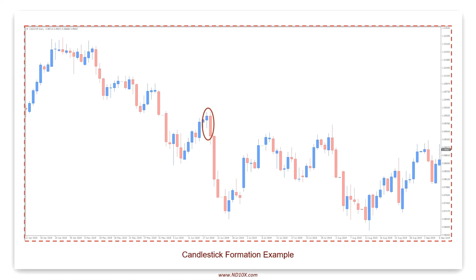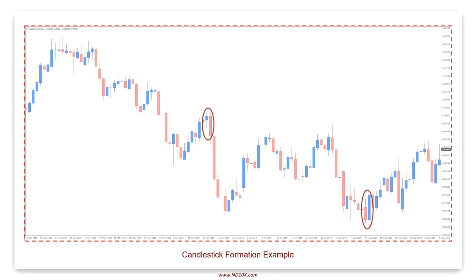The second candle is much larger than the first one. It engulfed the complete body of the first candle. So the market moved lower. After that, at the end of that bearish trend, we got again an engulfing candle, suggesting, okay, maybe we are ready to move higher.